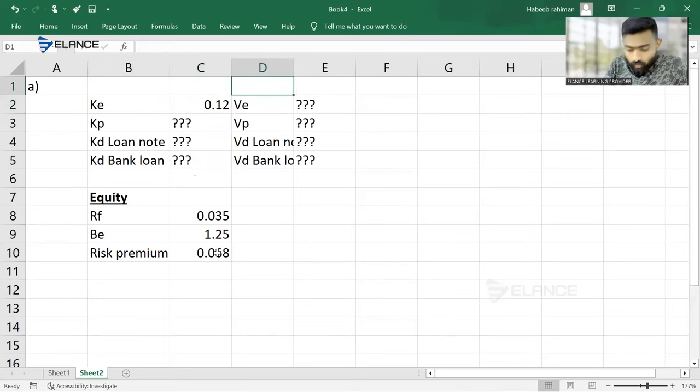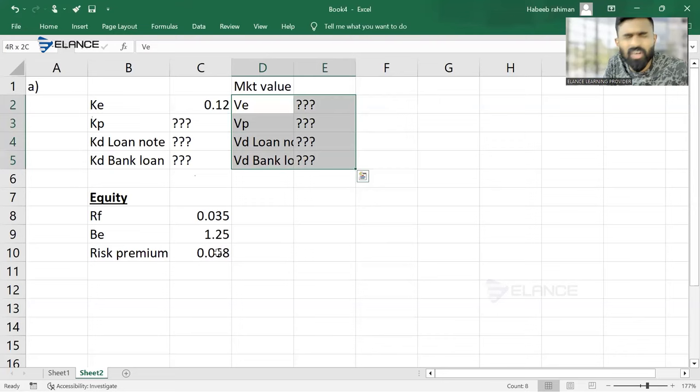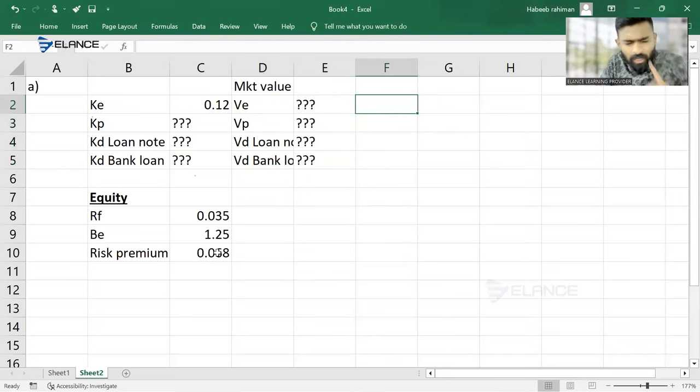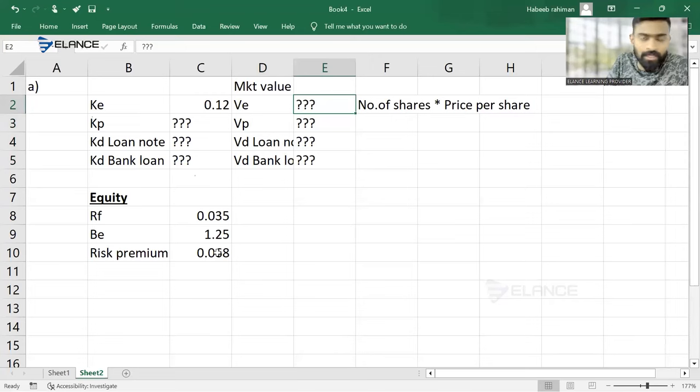Market value. We require market values of equity and all. Any of these instruments, market value will be calculated using a formula. Number of instruments, that means in case of shares, number of shares multiplied by the price of one share. This is how we will be getting value of equity.